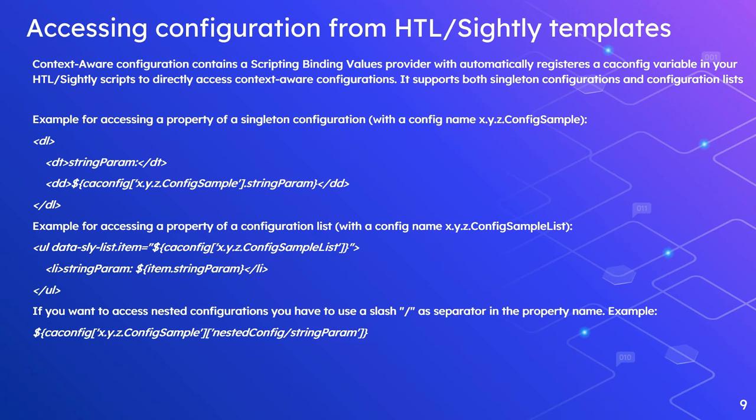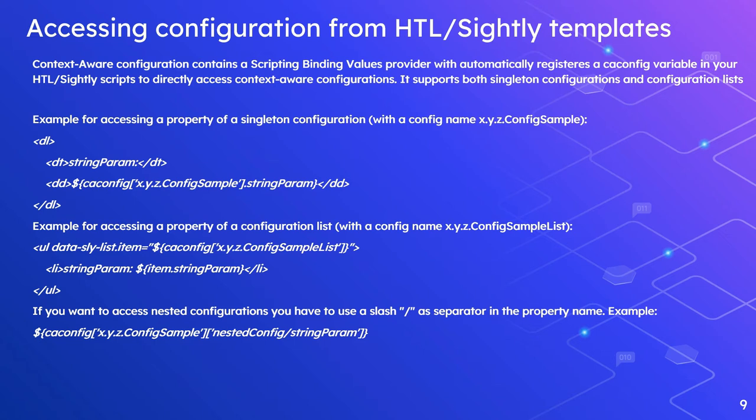Now, you can even access the configuration from HTL or Sightly templates. Context-aware configuration contains a script binding values provider that automatically registers a CA config variable in your HTL or Sightly script, so that you can directly access context-aware configurations. It supports both the singleton configuration and configuration list.